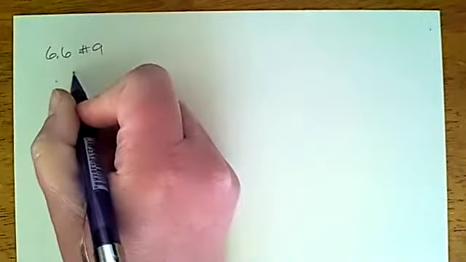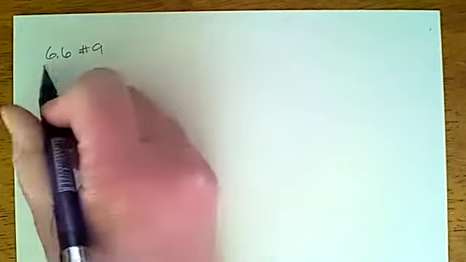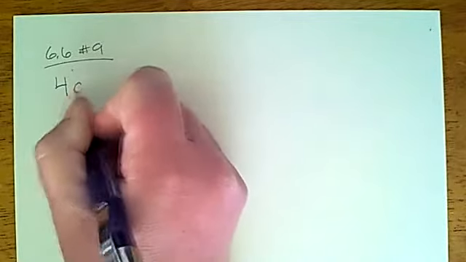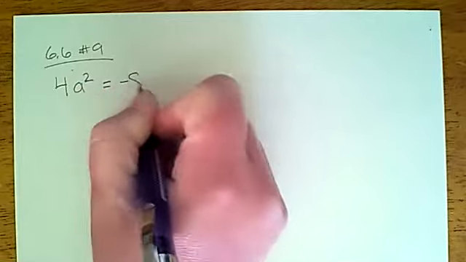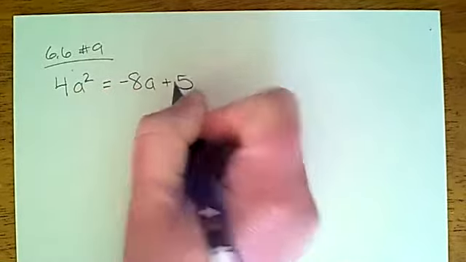So here is a worked out example of solving a quadratic equation that isn't in the friendliest format to begin with and involves factoring the quadratic trinomial where the a, or leading coefficient, isn't 1. So 6.6 number 9 as an example may look something like this. 4a squared equals negative 8a plus 5.